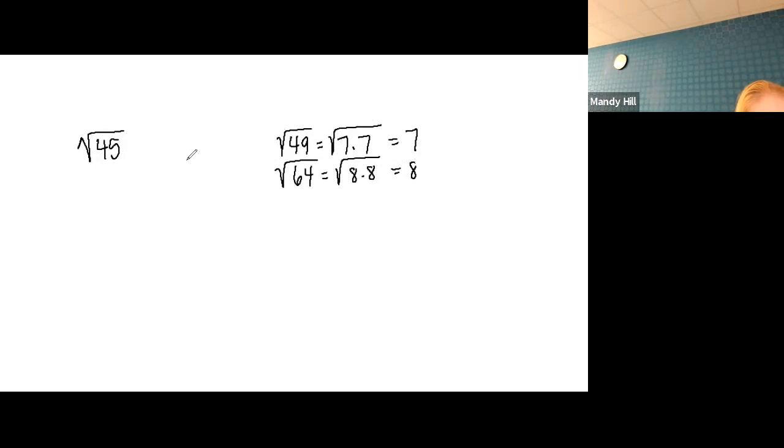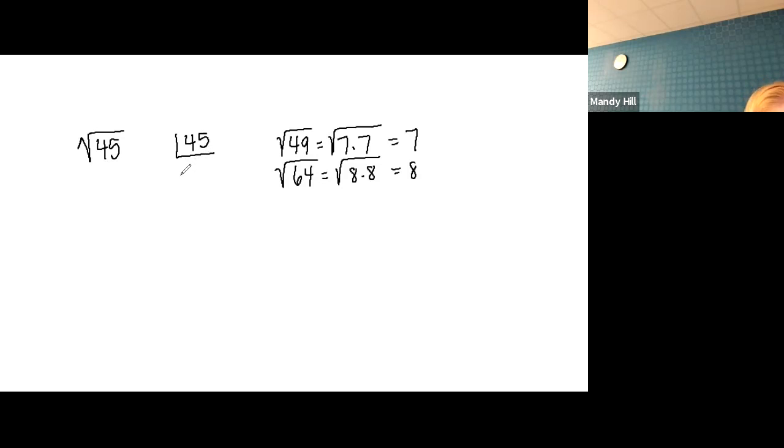So just like the process we talked about when we were doing least common multiples, you want to find the prime factors of 45. So you want to find the numbers that go into 45 that are prime. Remember that a prime number is a number that can only be divided by 1 and itself. So 2 is prime because only 1 and 2 go into it. 3 is prime because only 1 and 3 go into it. 4 is not prime though because 1 goes into it and 4 goes into it, but also 2 goes into it.